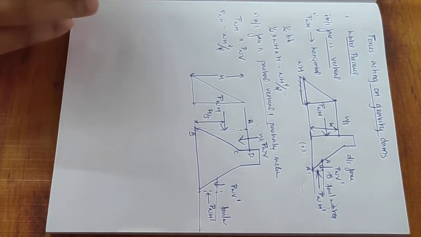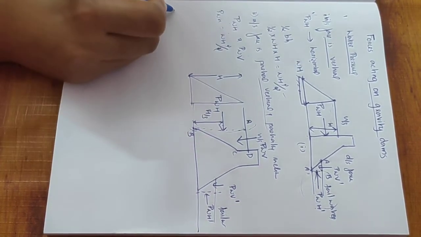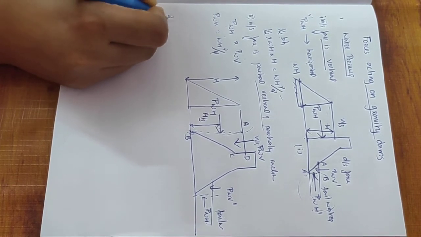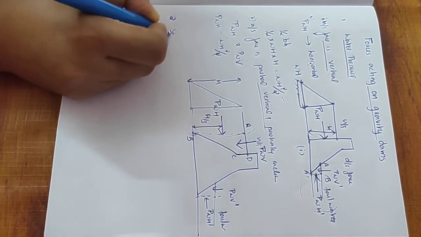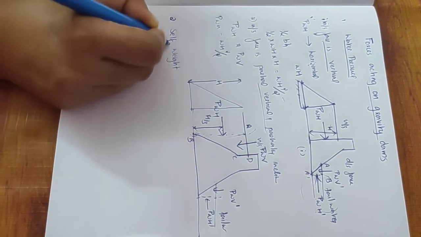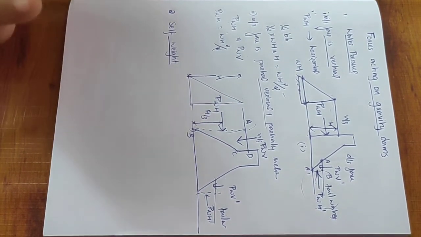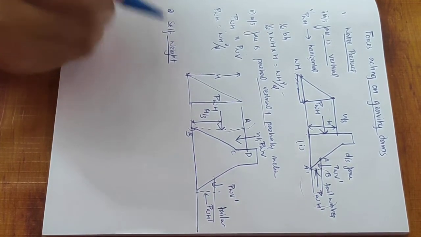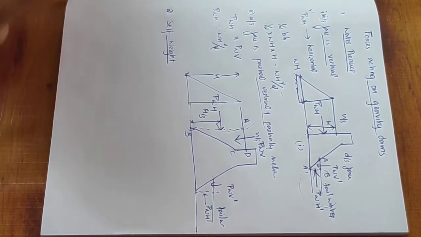The second force acting on a gravity dam is self-weight. Self-weight is the major resisting force of the dam. This self-weight resists all the external forces that are coming to the dam.